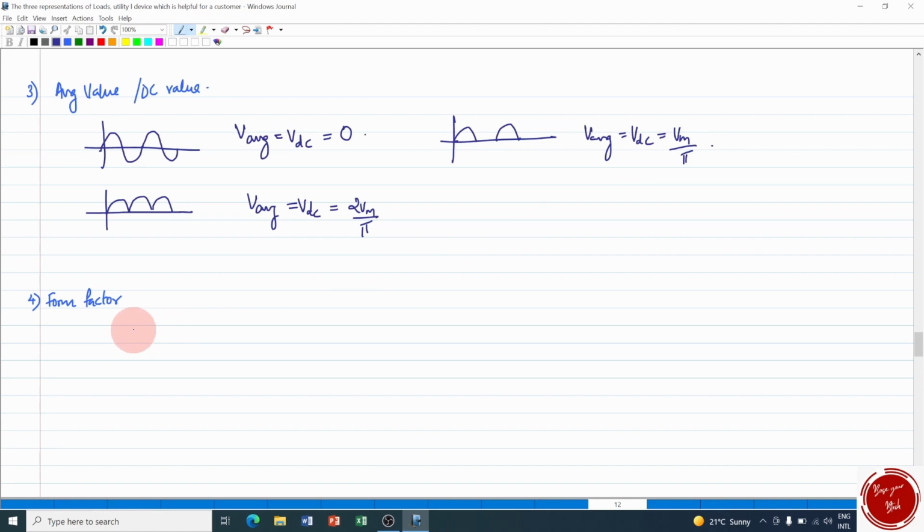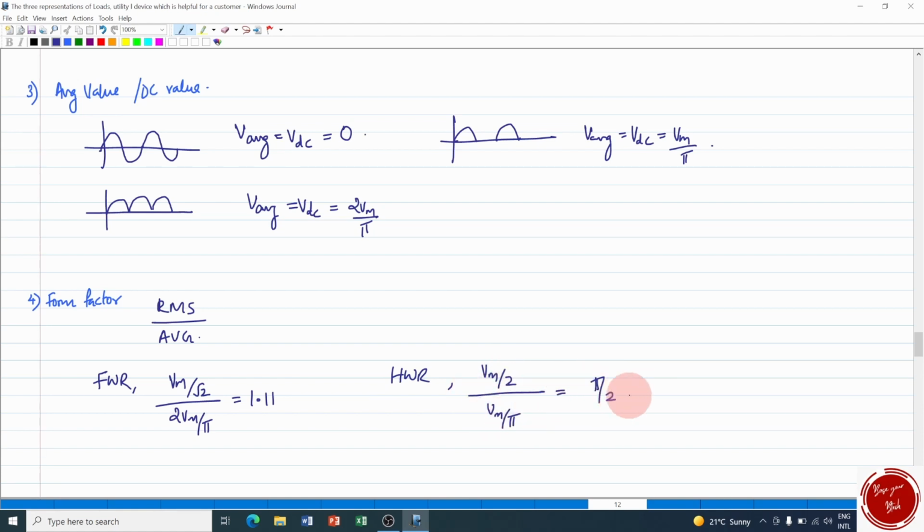Now the form factor, which is actually the ratio between RMS and average. For full wave rectification, VRMS is Vm by root 2, divided by the average value 2 Vm by pi. Solving, you get 1.11. And for half wave rectified sine wave, you will have Vm by 2 divided by Vm by pi, which is pi by 2, which comes to about 1.57.